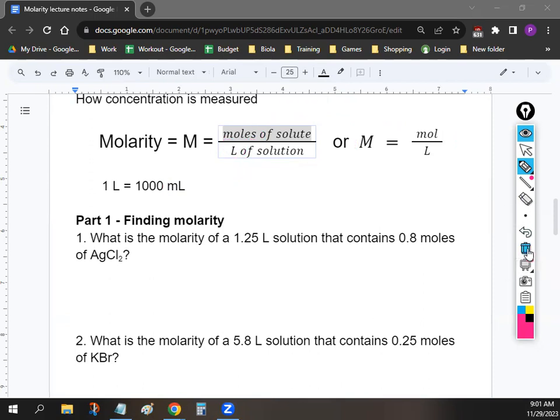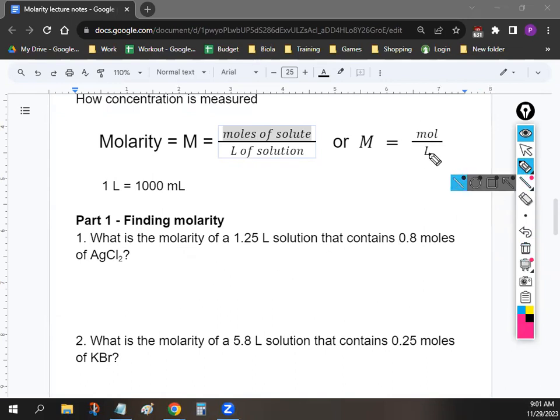All right, so let's jump into a couple problems just to warm us up. And then we'll get into some tougher ones. So let's take a look at number one. In number one, we are going to learn how to calculate molarity. The question's very simple. It's asking what is the molarity, so we're looking for capital M of a 1.25 liter solution that contains 0.8 moles of this compound right here, AgCl2.